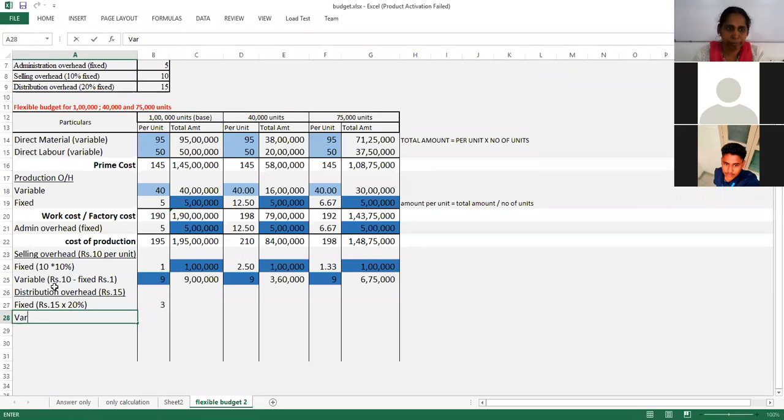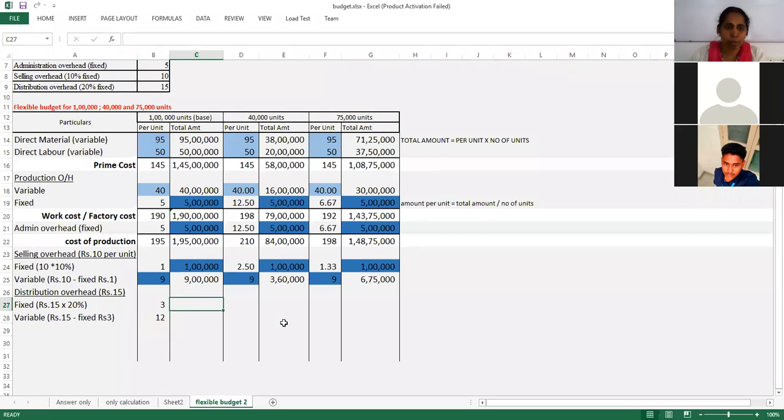And variable will be rupees 15 minus fixed, that is 3 rupees. Fixed rupees 3. From where you got the 3? This is the amount you have got, and that you are going to minus it. Remaining will be variable. Either you can do like that, or you can do 15 rupees into 80% also. 20 is fixed means remaining 80 will be variable. So how much it is coming? 12 rupees.